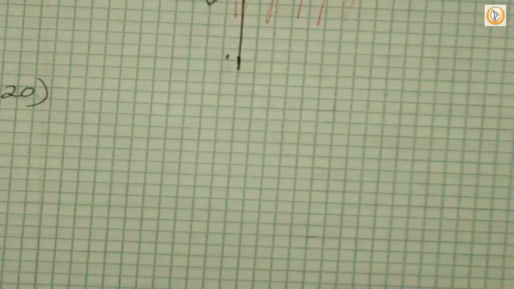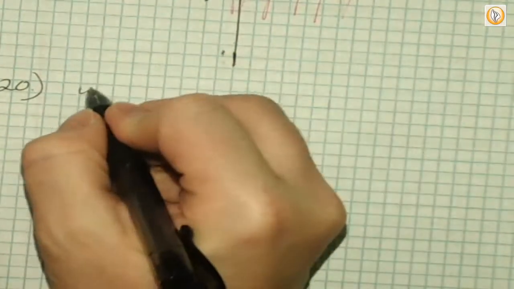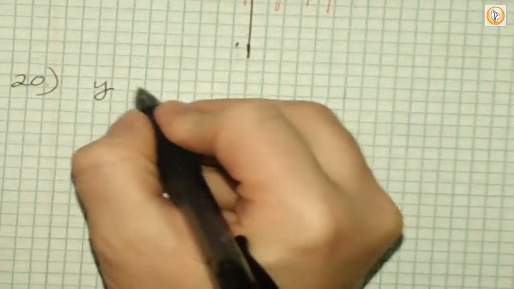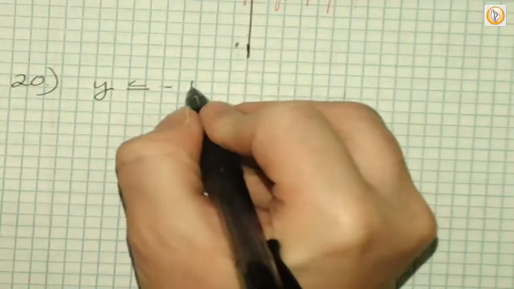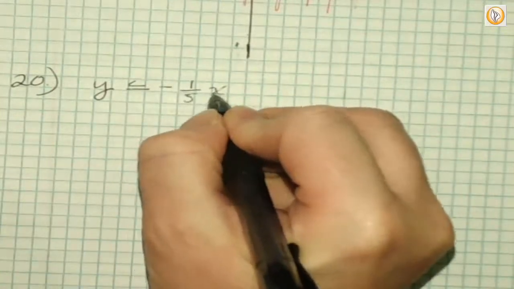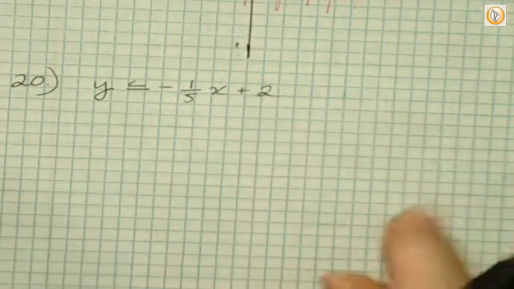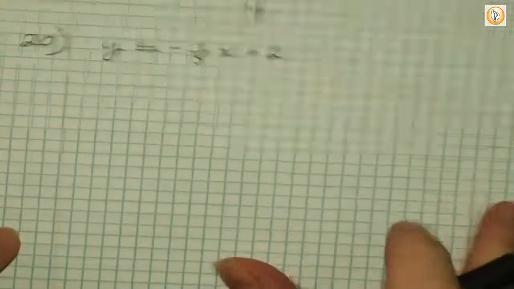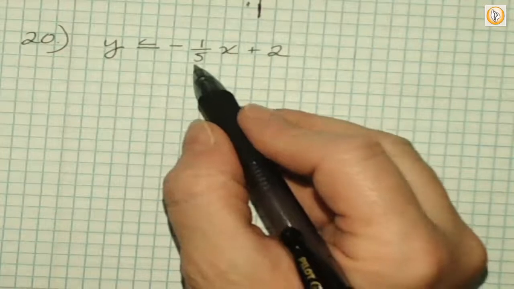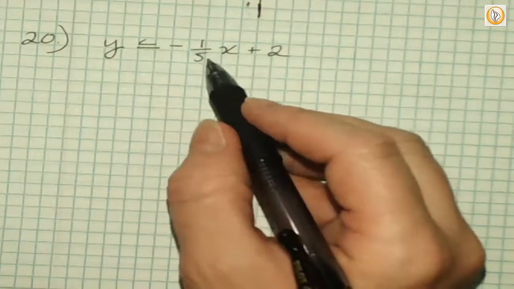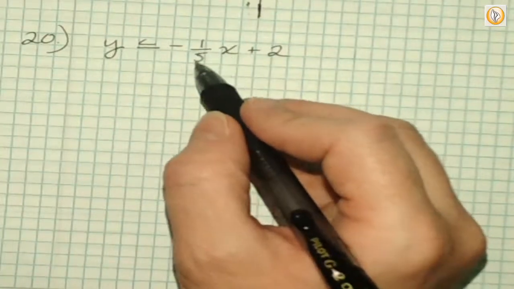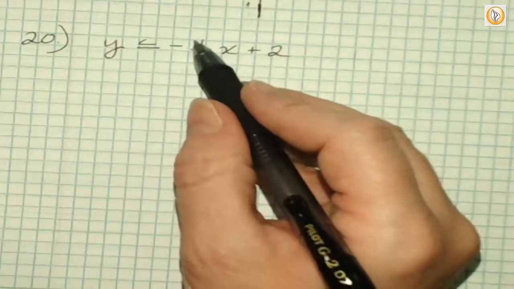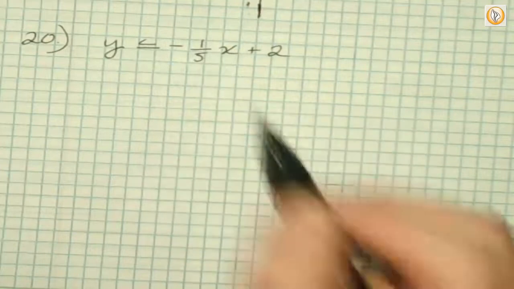Okay, so let's do number 20. Number 20 says y is less than or equal to negative 1 over 5x plus 2. Now remember, that negative sign, boys and girls, is not with the 1 and the 5. You have to choose whether it's negative 1 and positive 5 or positive 1 and negative 5.